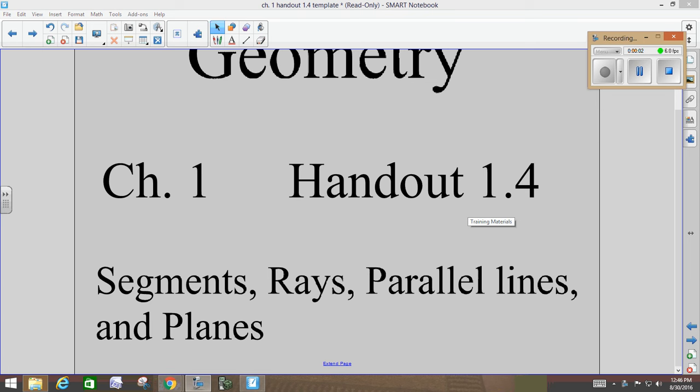There's segments, rays, parallel lines, and parallel planes.